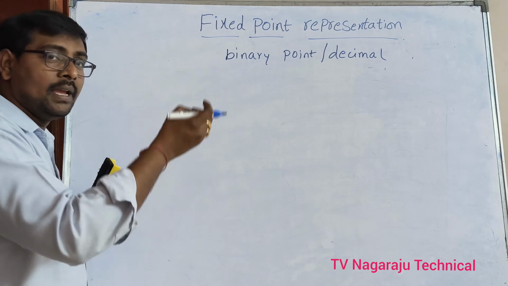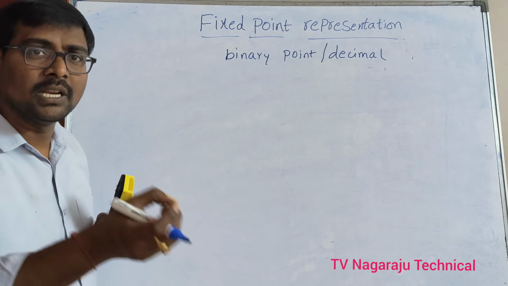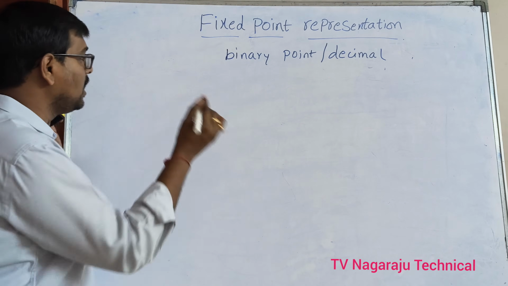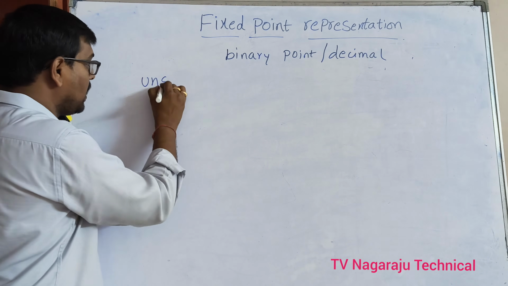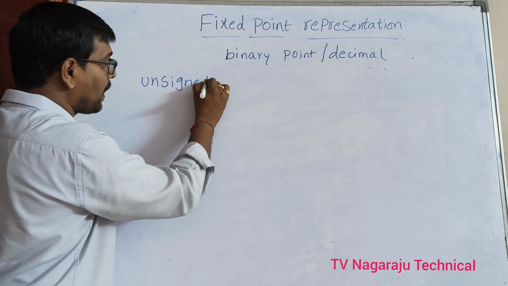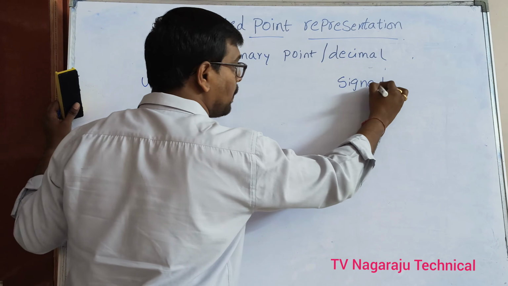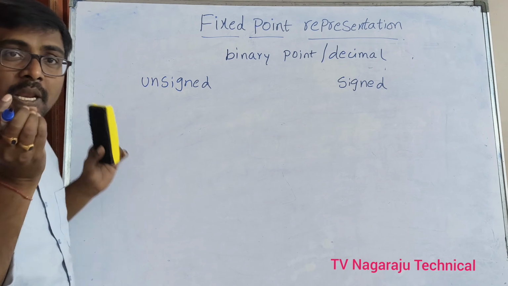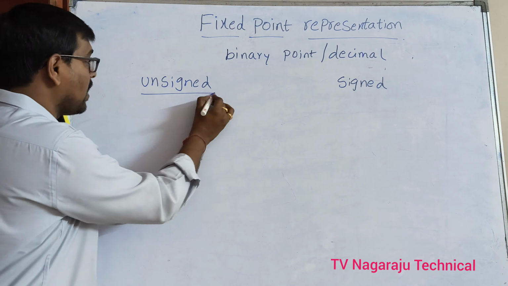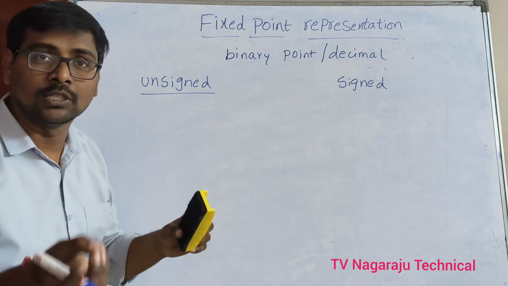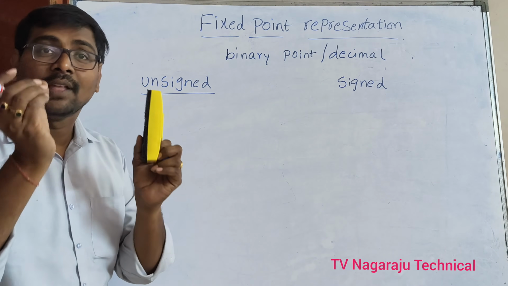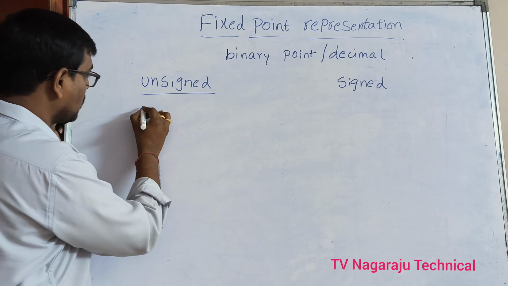Now, if you take any number, whether it is an integer or a real number, generally we have two types. One is unsigned representation and another one is signed representation. What is meant by unsigned numbers? The numbers are always positive. Unsigned in the sense the numbers are always positive.